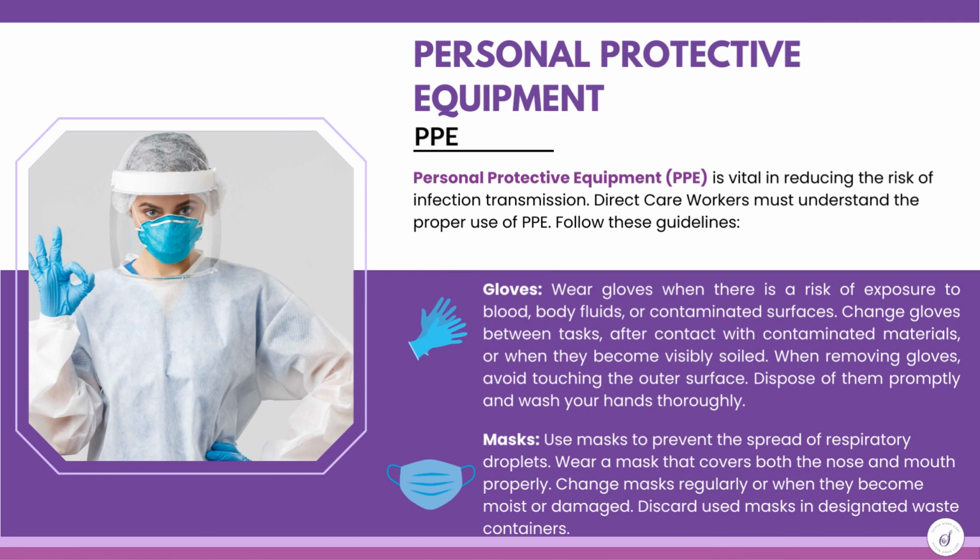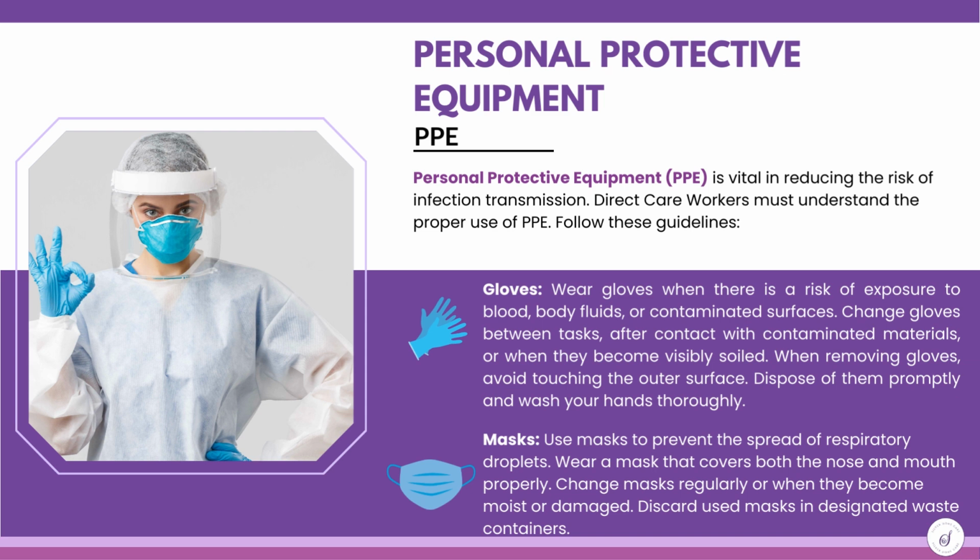Preventive measures, personal protective equipment, PPE. Personal protective equipment, PPE, is vital in reducing the risk of infection transmission. Direct care workers must understand the proper use of PPE. Follow these guidelines. Wear gloves when there is a risk of exposure to blood, body fluids, or contaminated surfaces. Change gloves between tasks, after contact with contaminated materials, or when they become visibly soiled. When removing gloves, avoid touching the outer surface. Dispose of them promptly and wash your hands thoroughly.